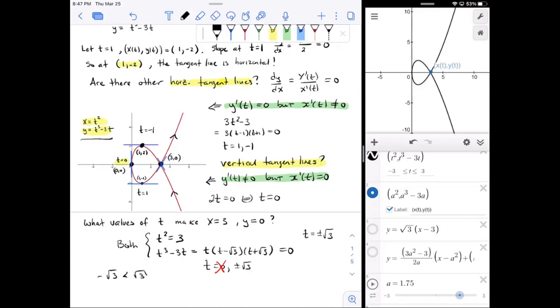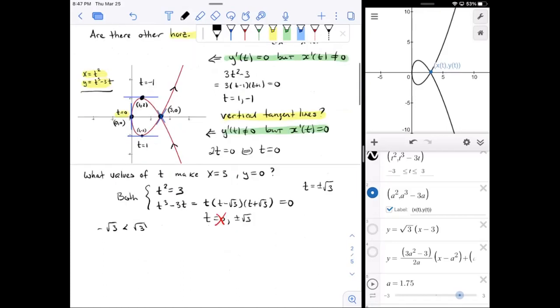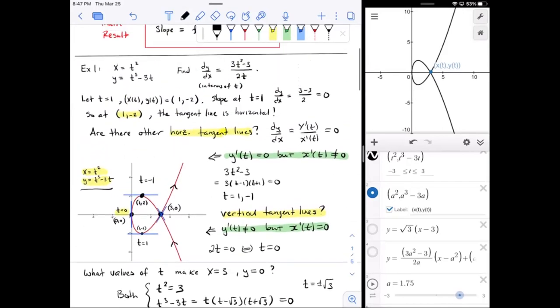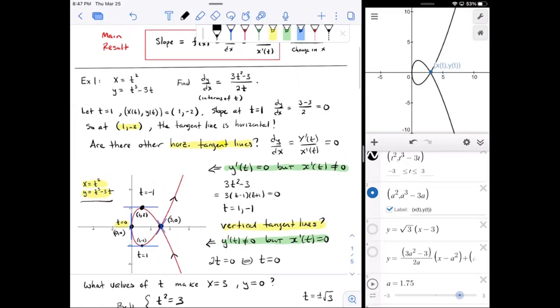So let's find the slopes. Let's just do the positive one. So what is the slope when t is equal to positive square root of 3? Well, it's off the screen here. Remember our slope up at the top? Let me just scroll back here. I'm just going to plug in on the fly, but you can stop the video and write this down if you haven't already written it down.